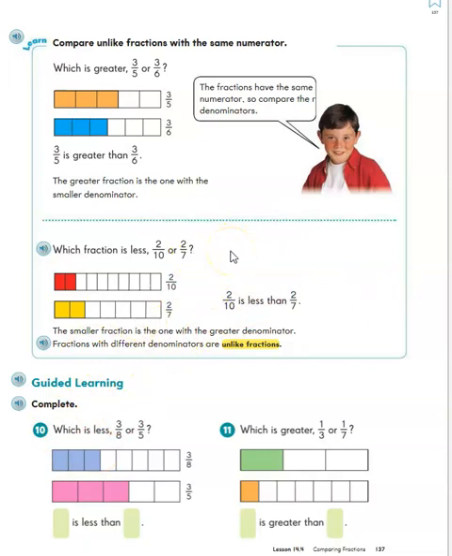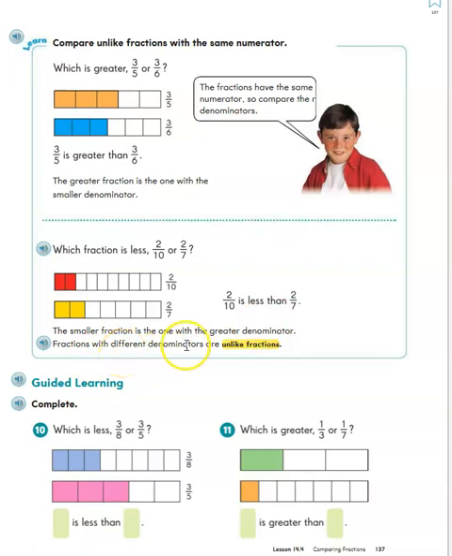Okay, down here, let's look at our next part. It says, which fraction is less, 2/10 or 2/7? So it's really asking us 2 pieces out of a total of 10 or 2 pieces out of only 7. We can tell that with 10 pieces, the pieces got a lot smaller, right guys? So the bigger that denominator gets, the smaller those pieces get. So 2 out of 10 is less than 2 out of 7. So 2/10 is less than 2/7. The smaller fraction is the one with the greater denominator.